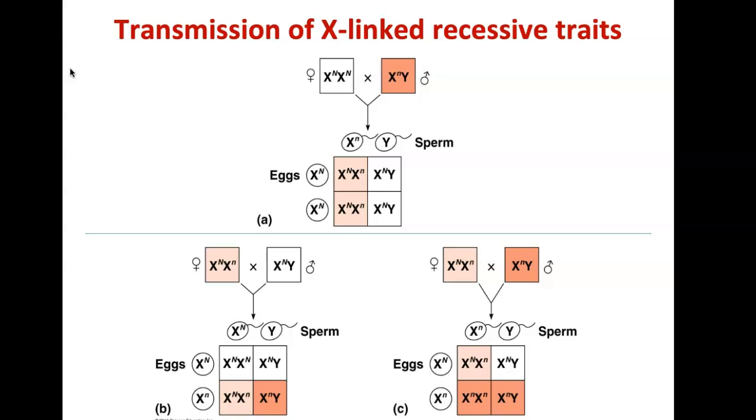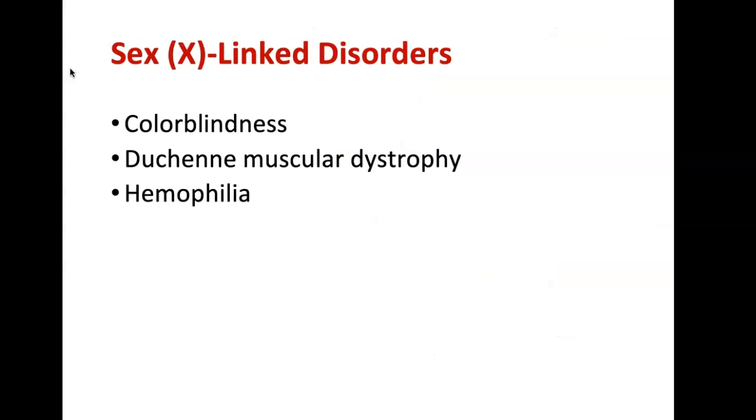On the far right or bottom right, when the cross is done, one female has it and one male has it, and then the other remaining female is a carrier, and the other son is considered normal or typical. Examples of sex-linked disorders which are associated with the X chromosome: color blindness, as I previously explained, Duchenne muscular dystrophy, and hemophilia.